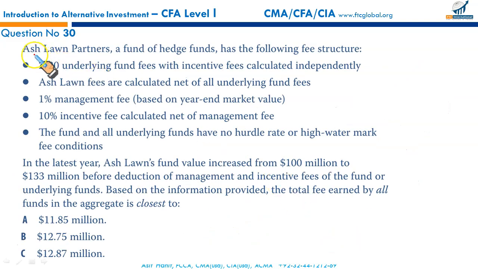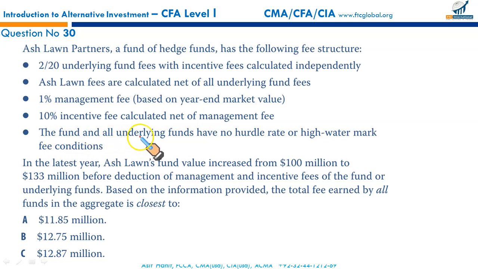Okay, next question. Ash Lawn Partners, a fund of hedge funds, has the following fee structure. First, the underlying funds fee: 2% management fee and a 20% incentive fee would be charged by the funds with the incentive fee calculated independently. Then the Ash Lawn fee, the next layer of fee, is calculated net of all underlying fund fees: 1% management fee based on year-end market value, 10% incentive fee calculated net of management fee.